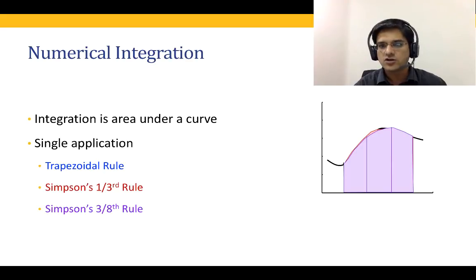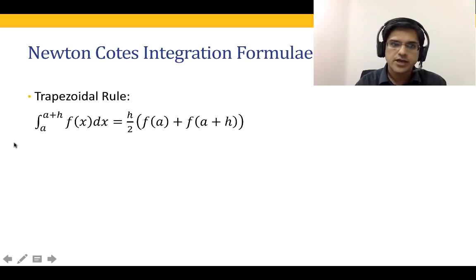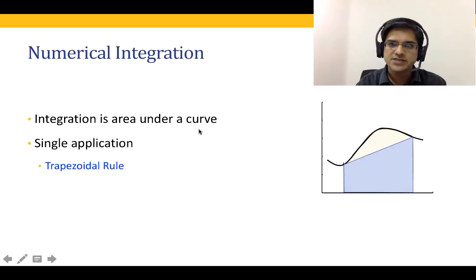We can of course have higher order formulae. So instead of 4 points, if we were to have 5 points and connect them with a 4th order curve, 6 points connecting them with a 5th order curve, and so on and so forth, that will give us higher and higher order Newton-Cotes formulae. Okay, so the trapezoidal rule, integral from a to a plus h of f of x dx, is going to be h by 2 times f of a plus f of a plus h. What this means is it's an area under this trapezoid. So it's this height multiplied by this base plus this height multiplied by this base, divided by 2. That's what the area under a trapezoid is.